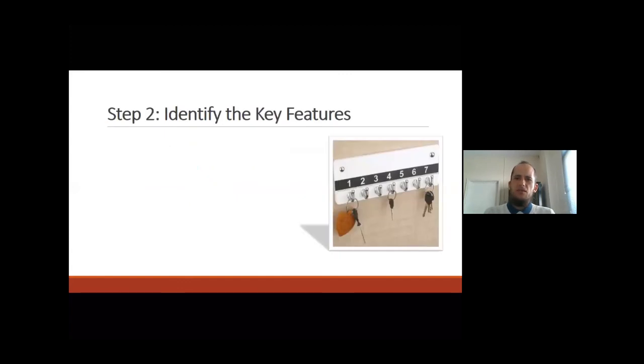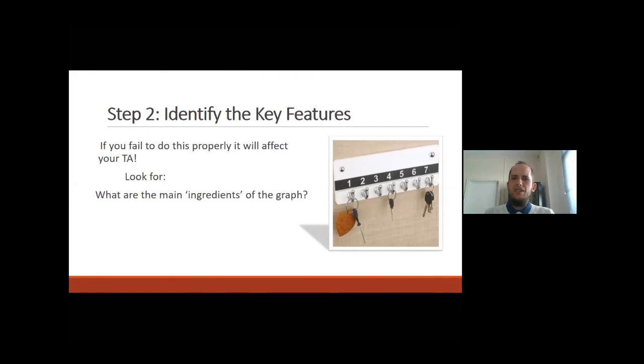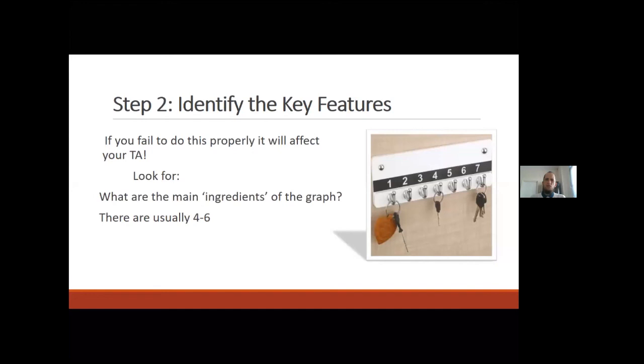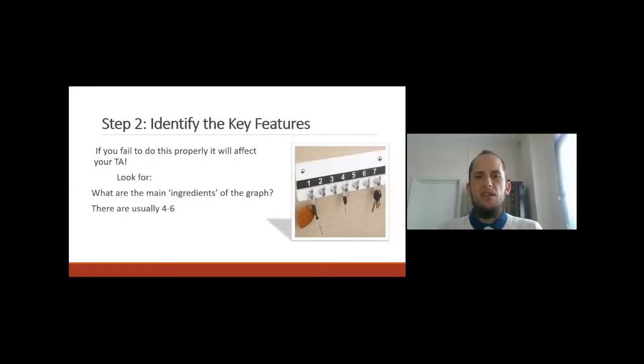So let me just quickly explain what I mean by the key features. You're basically looking for the main ingredients of the graph. And there should be about 4 to 6 of them. Sometimes there can be more, sometimes there can be less even. But usually you're looking at about 4 to 6 features of the graph. If you fail to identify all the key features, this is where you'll fail the task, or at least you'll fail the task achievement section of the task.